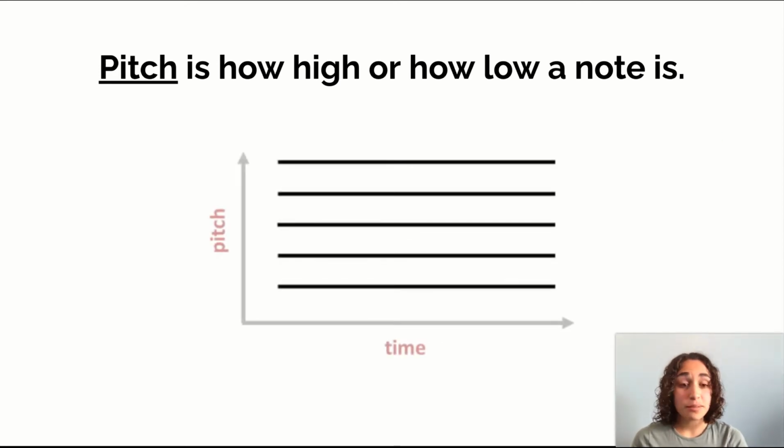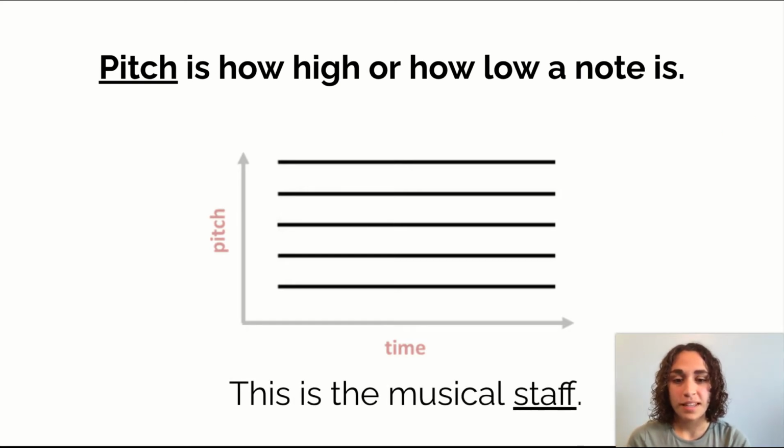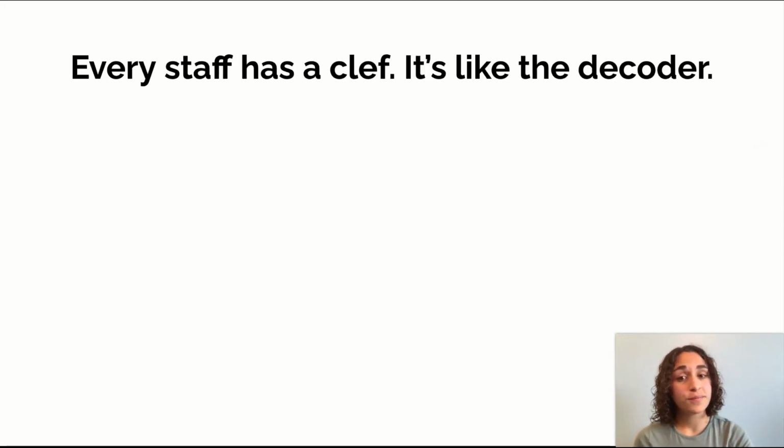So we've already defined pitch as how high or how low a note is. We use this thing called the staff, which is 5 lines that you see on the screen, to help show the pitch of our notes. You can see that the higher up on the staff, the higher the pitch, and the lower on the staff, the lower the pitch. And as I said, this is called the musical staff.